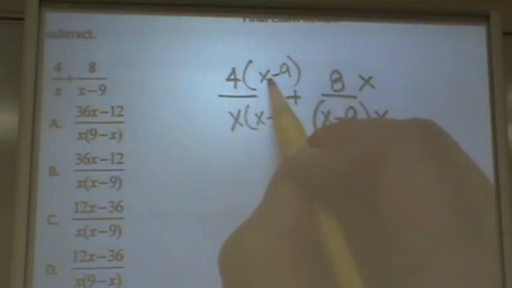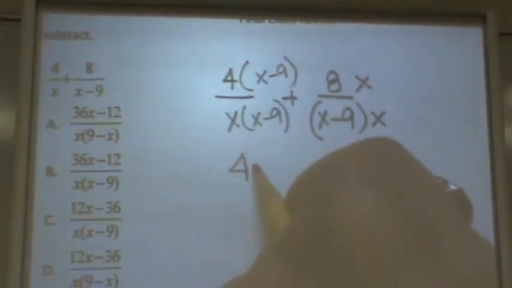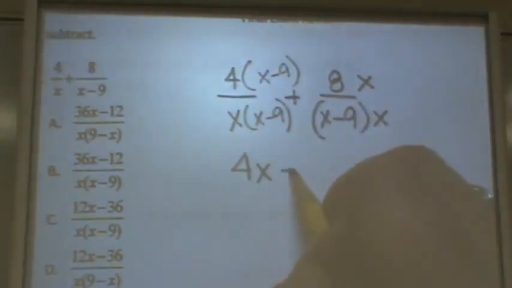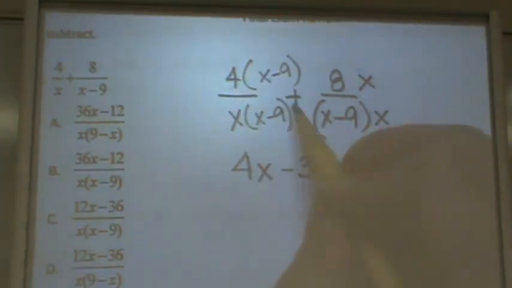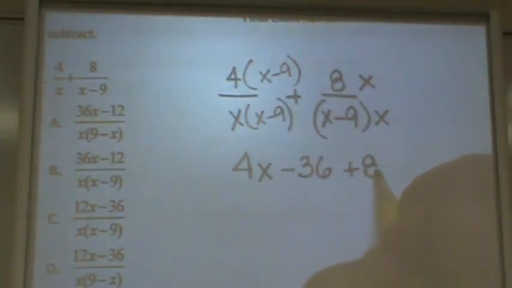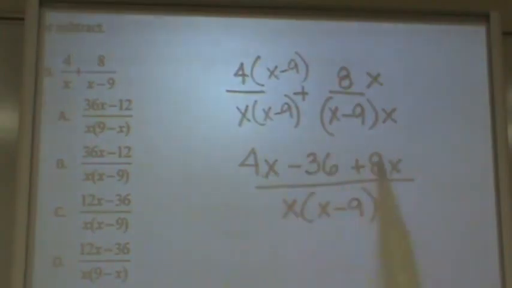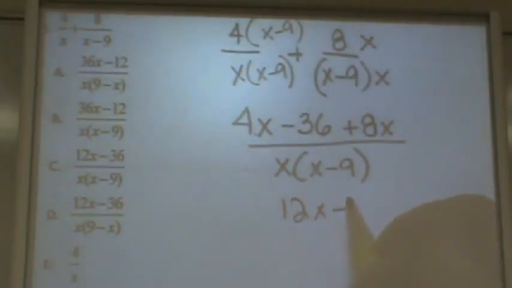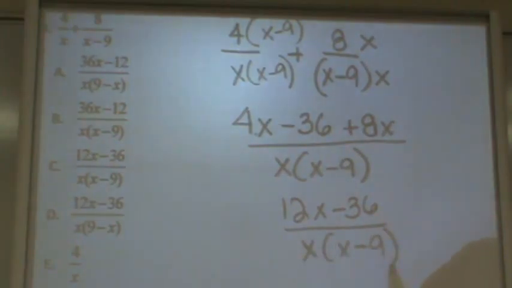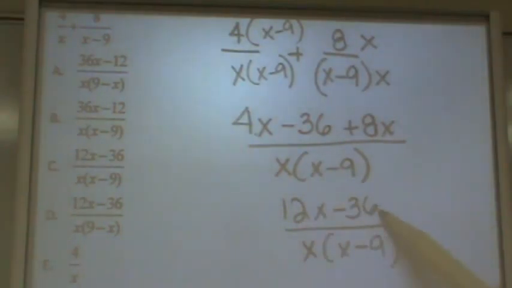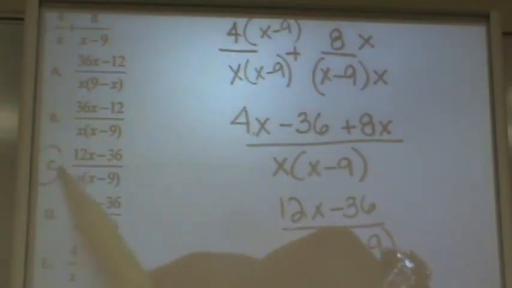So we're going to distribute this. 4 times x is 4x. 4 times negative 9 is negative 36. And then plus 8x over x times x minus 9. And now these two add up to be 12x over x times x minus 9. Now, I might want to see if I can pull a 12 out of this, but I do see the answer already, which is C.